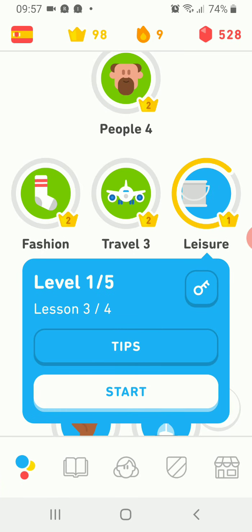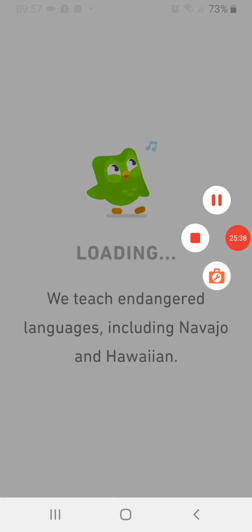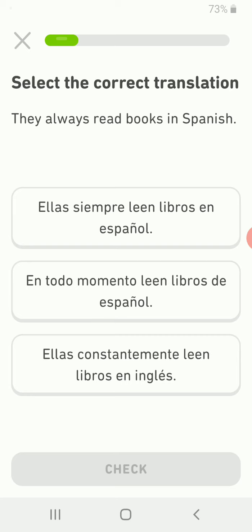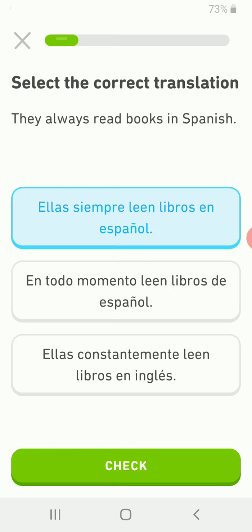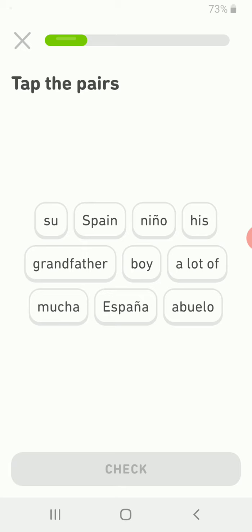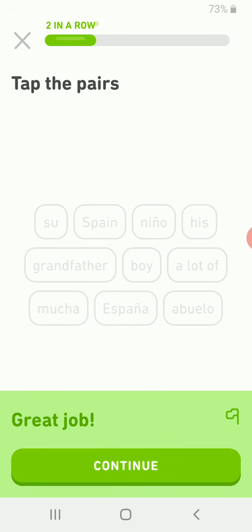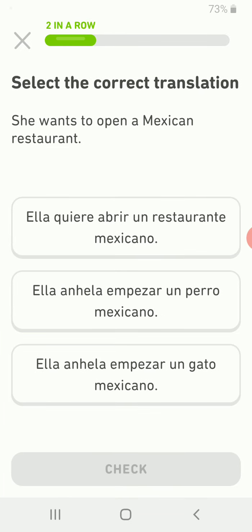Let's start with the fourth one, and let's look at the time. We have approximately 4 minutes and a half, a little bit less, and we teach endangered languages as well on Duolingo. Select the correct translation. They always read books in Spanish. Ellas siempre leen libros en español. And let's pair things up. Su is his. Spain is España. Boy is niño. Grandfather, abuelo. A lot of is mucha. And select the correct translation. She wants to open a Mexican restaurant.